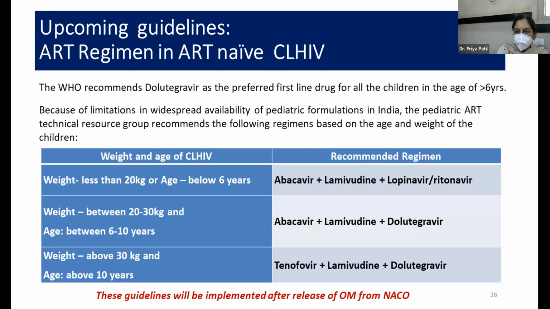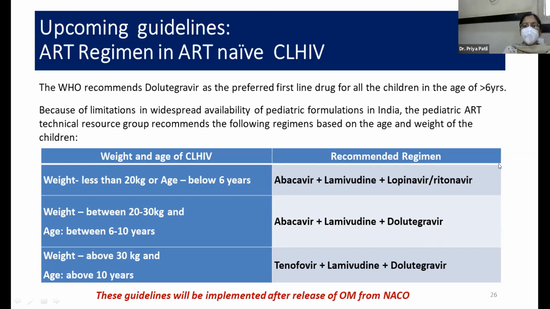Now the upcoming guidelines for children. The WHO recommends dolutegravir as the preferred first line drug for all the children in the age more than 6 years. Because of limitations in widespread availability of pediatric formulations in India, the lower dose dolutegravir, that is 25 mg, is not available. So the pediatric ART technical resource group recommends the following regimens based on the age and weight of the children.